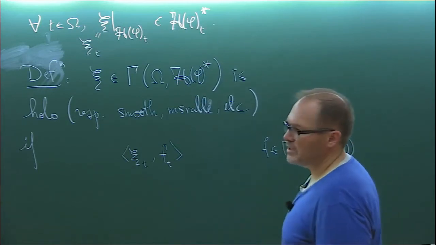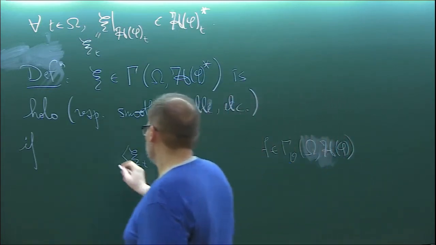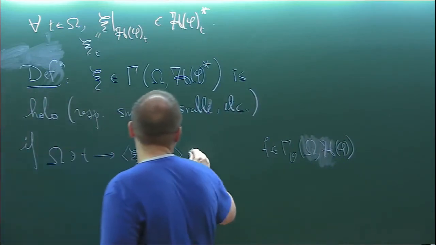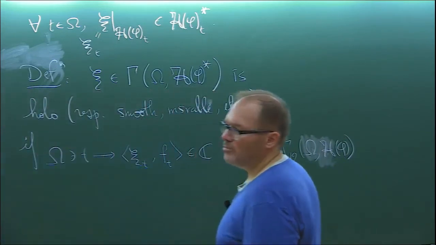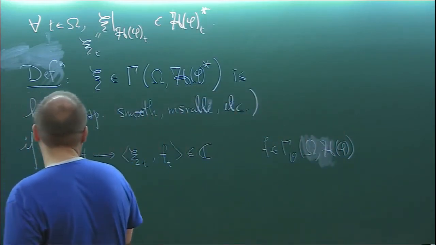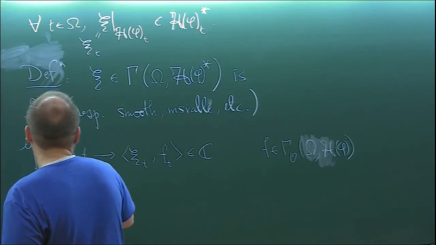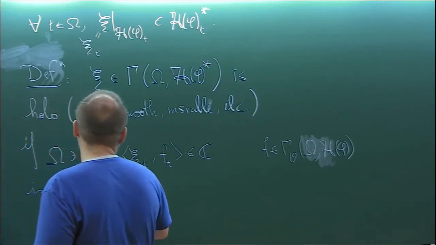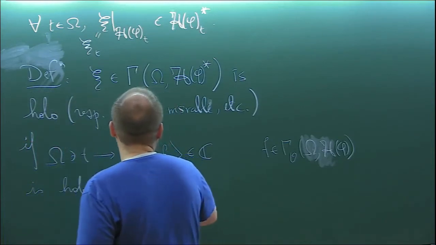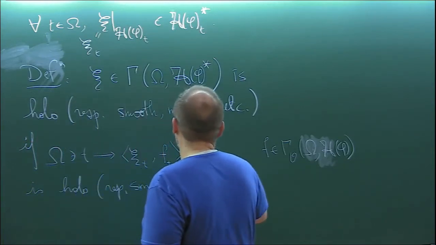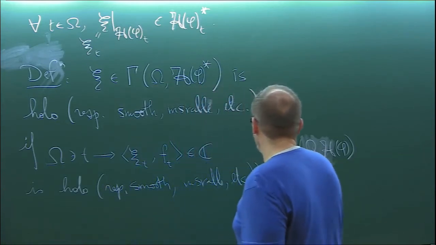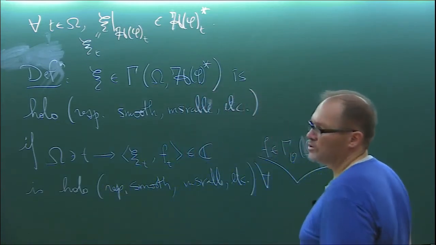You take a holomorphic section, you pair it with C, and that gives you a function from omega into the complex numbers, and this thing should be holomorphic, respectively smooth, measurable, etc., for all such f.